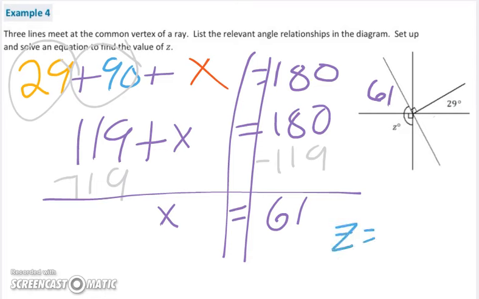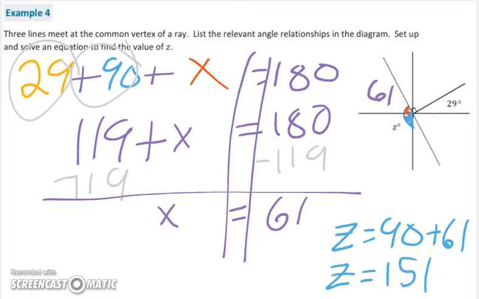Well, Z was two different angles. It was this chunk, and we said that was 90 degrees. And now we know what this last little chunk is. It's 61. Now Z is going to equal 90 plus 61, and that gives us 151.